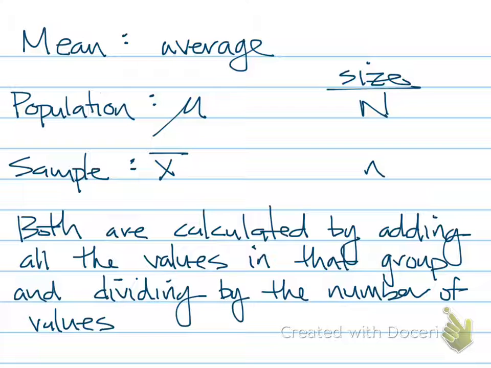Alright, so when we're finding the mean, we're just finding the average of that set of values. Population mean is symbolized using lowercase mu. The symbol we use for sample mean is X bar. For the population size, capital N, sample size, lowercase n. Both of these are calculated by adding all the values in the group and then dividing by the number of values.